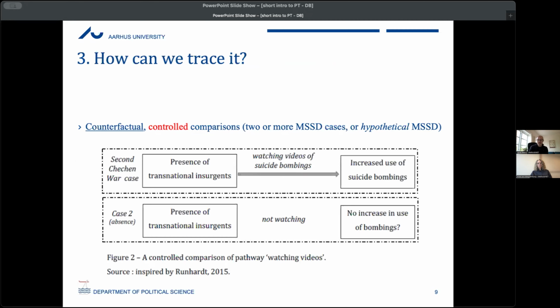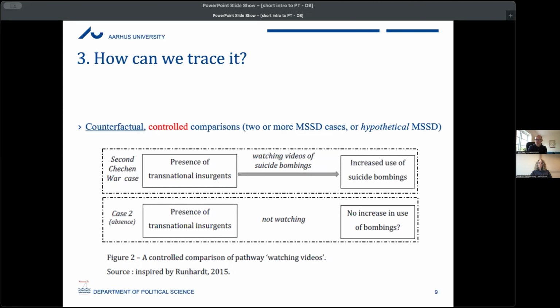We have a colleague and friend, Rosa Runhardt, who has done quite a lot of thinking about what counterfactual process tracing can look like. As an example, she has an article, a while ago now, where she puts forward that we want to investigate a process in which transnational insurgents teach local insurgents how to use a particular tactic, here suicide bombing.